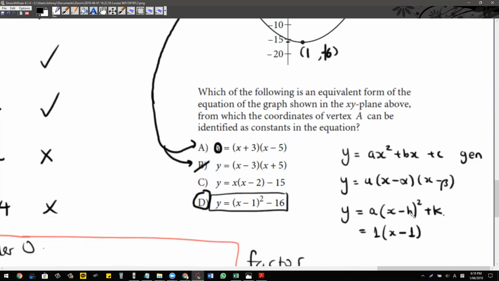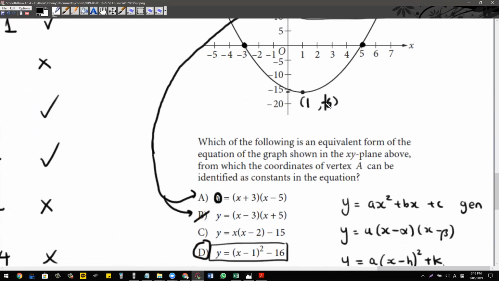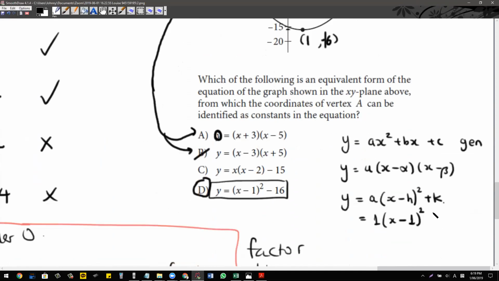h is the x value of the vertex, squared. And this is plus k, true? k is the y value of the vertex. That's -16. So there's -16 there. That's why you get this one here.